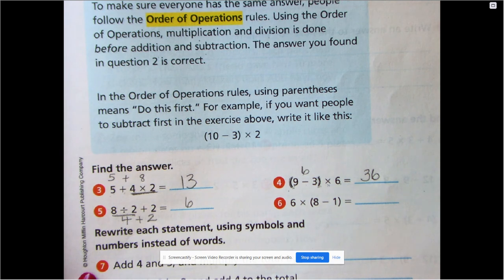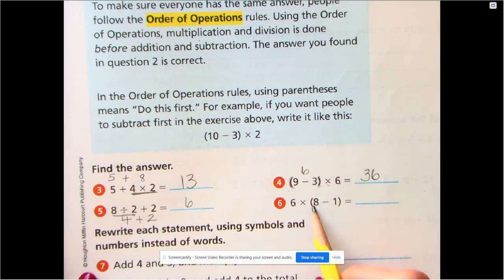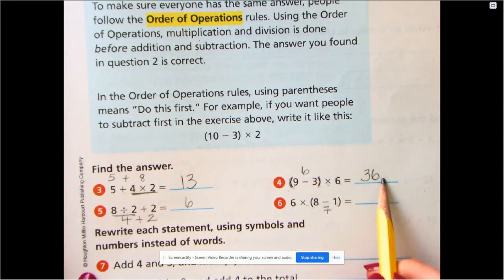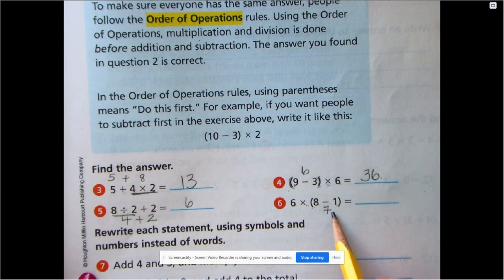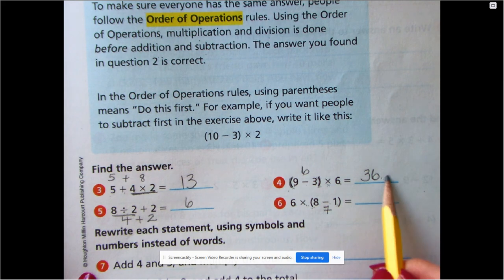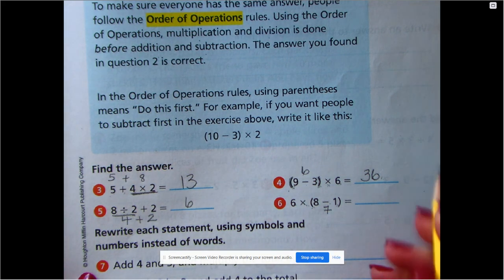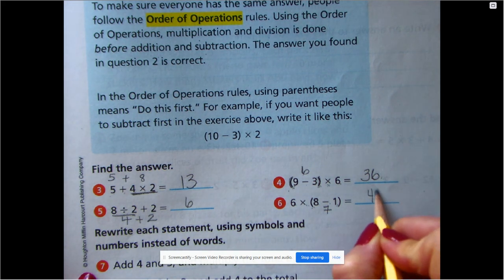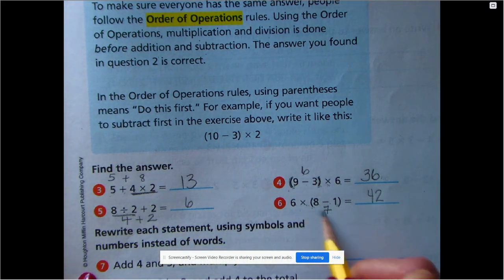Pay attention. I see those parentheses. That says do me first. 8 minus 1. That's 7. 6 times 7. Ooh, I know 6 times 6 is 36. I'm just going to add 7 more. What would that be? I said 7 more. 6 more. 42. 6 times 7 is 42.